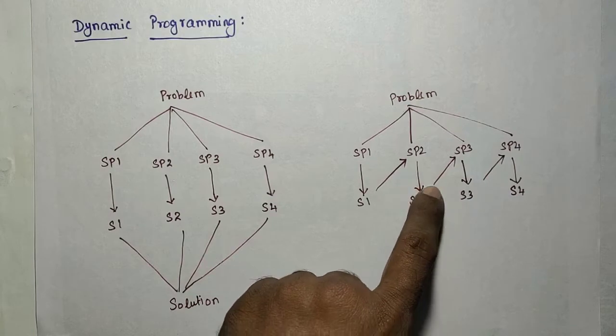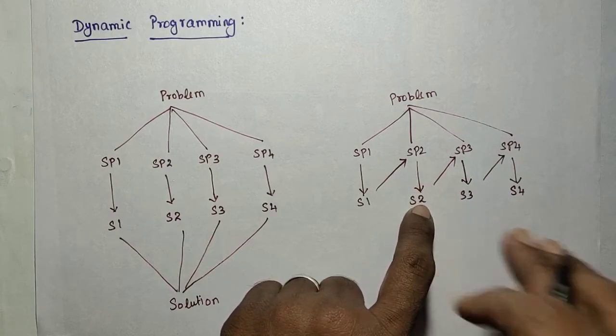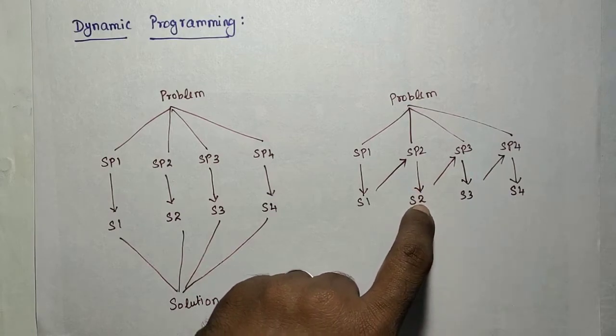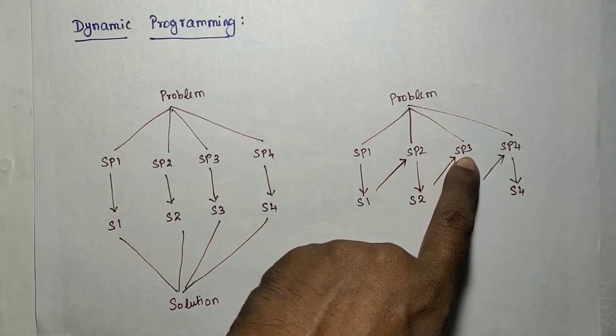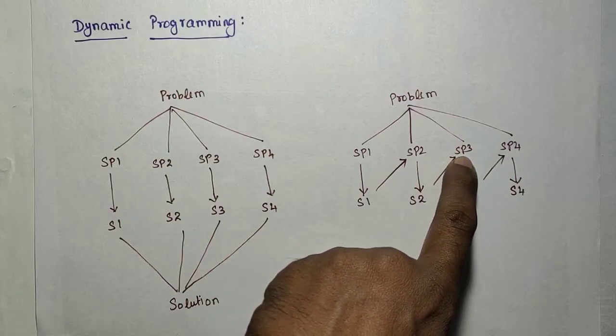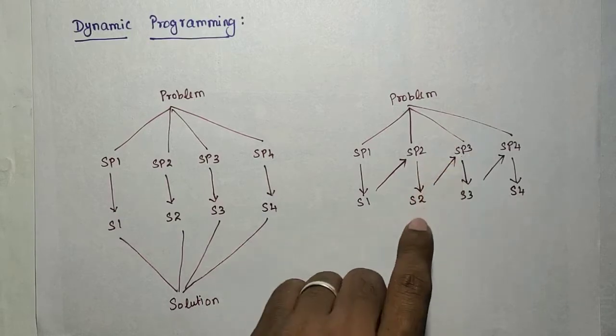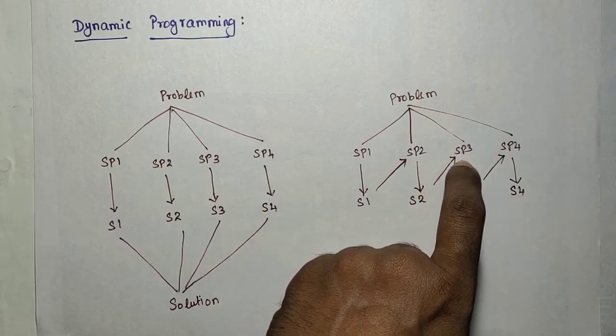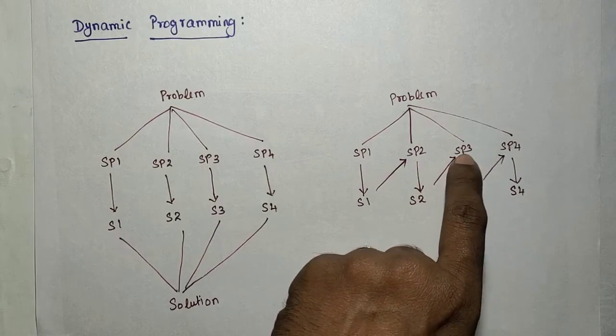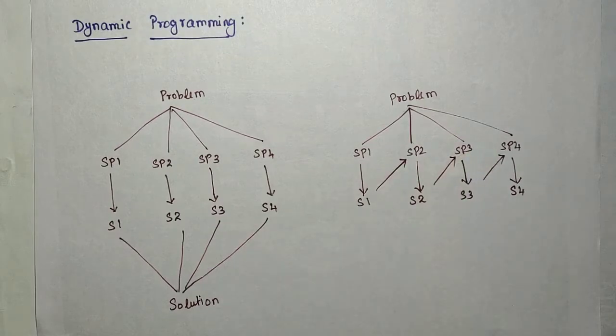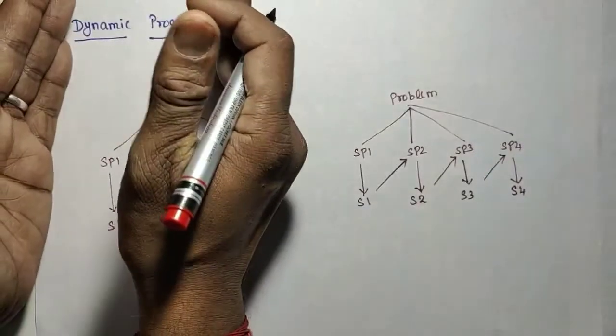Now the next solution, solution 2, is available, and that is also stored in the table. Next, for solving subproblem 3, here it needs the solution of S2. This smaller size subproblem solution is needed by subproblem 3, so it will take it from the table. So that is the procedure maintained in dynamic programming.